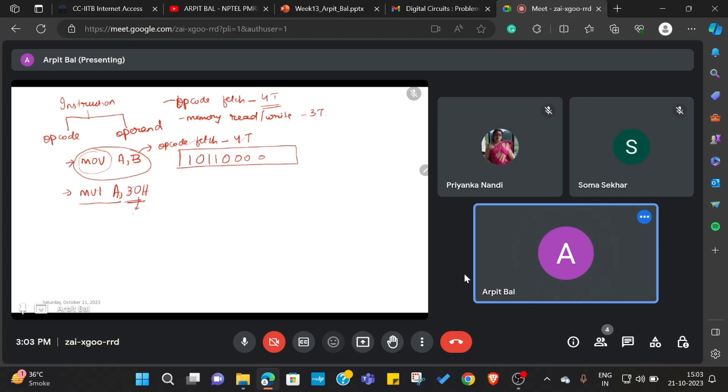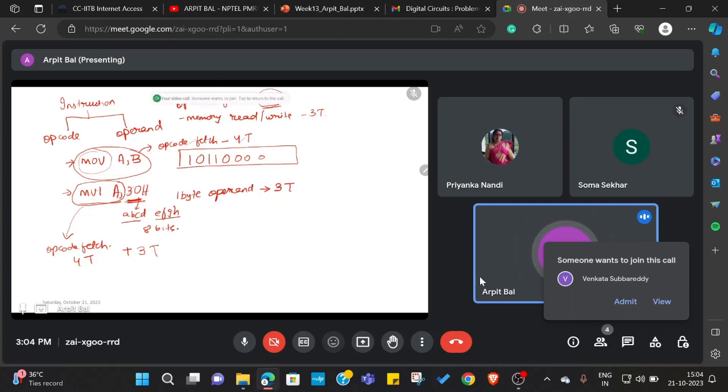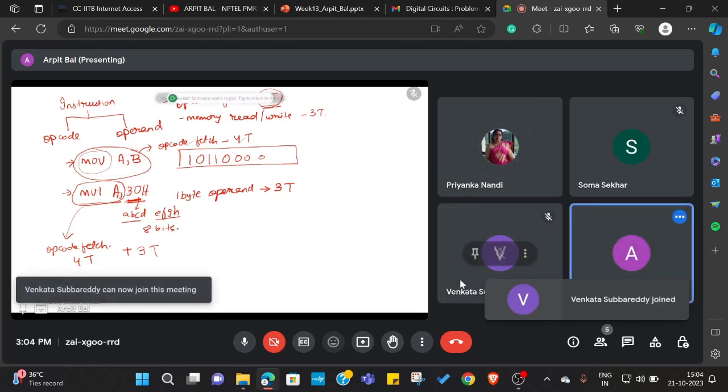Okay, and any instruction that is being executed will anyway fetch the opcode, so that will cover 4 T states. So for this particular case, there will be an opcode fetch that covers 4 T states, which includes MVI A, and plus there will be 3 T states to read the 30H from memory. So the total number of T states required is 7.